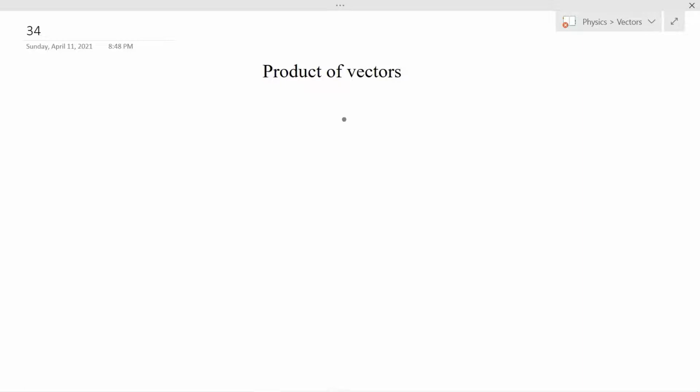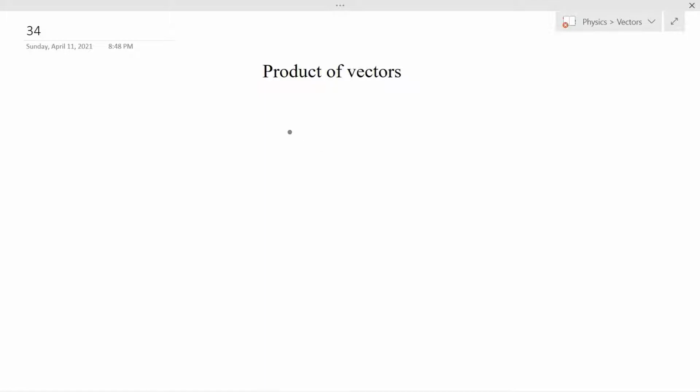Till now we have seen three types of vector operations. One is the addition of vectors, another is the subtraction of vectors, and third one is the multiplication of a vector by a scalar. Now it is time to talk about multiplication of a vector by another vector, that is product of two vectors. So there are two types of products.